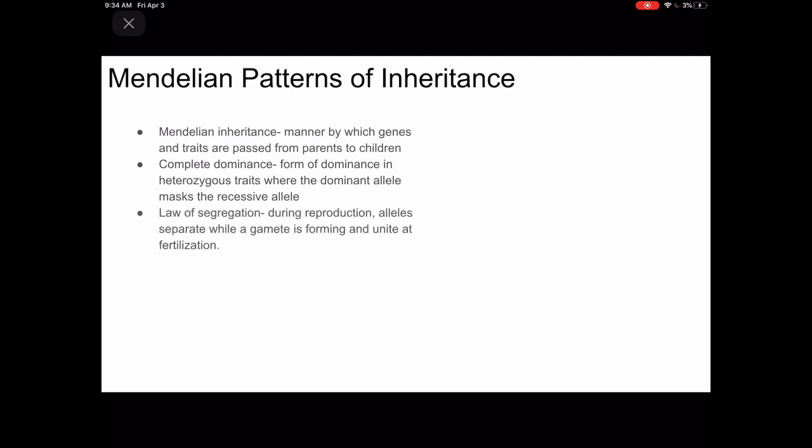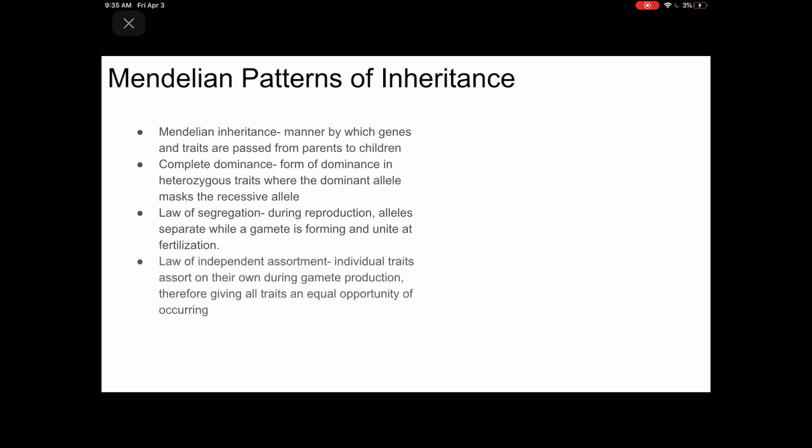The law of segregation is another law from Mendel stating that during reproduction, alleles are not together, but instead separated while a gamete is forming. Then the alleles unite once again at fertilization.